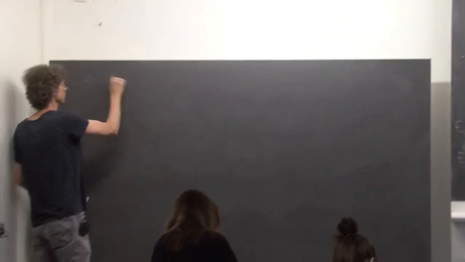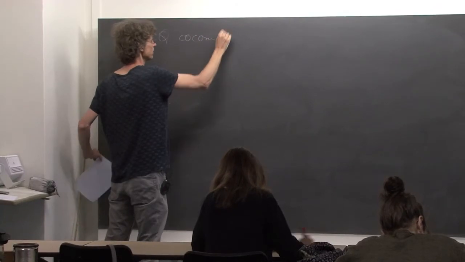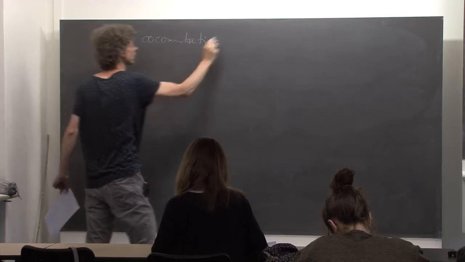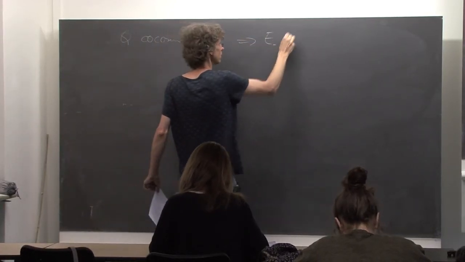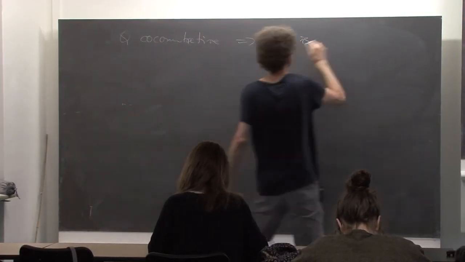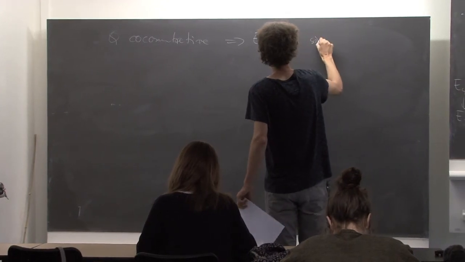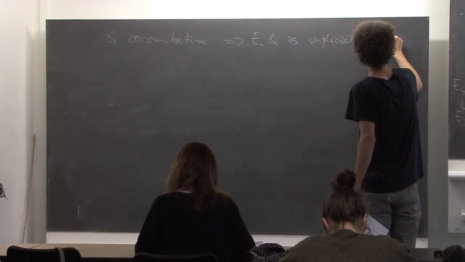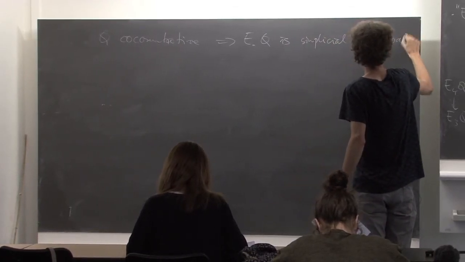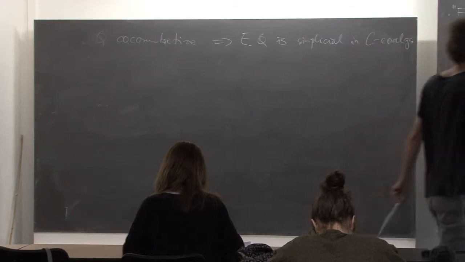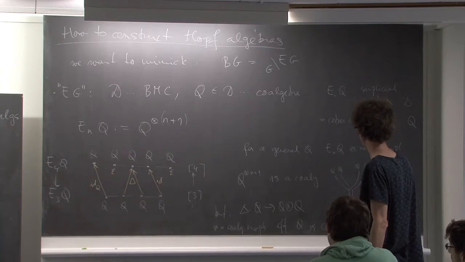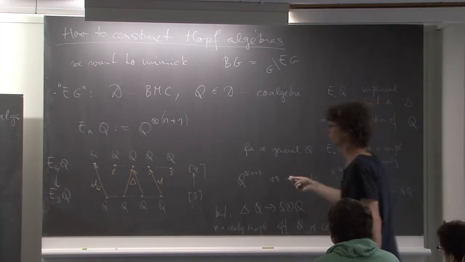Okay, now, so if Q is co-commutative, this implies EQ is simplicial in this category C co-algs, and it's not C but D, right? And where is it? Was there any C anywhere? I don't know. What is it? D.